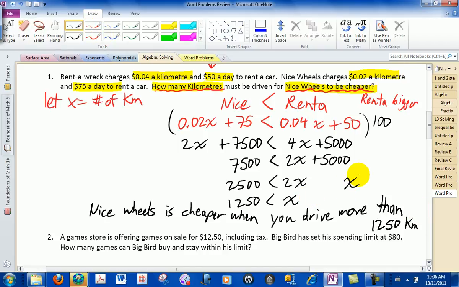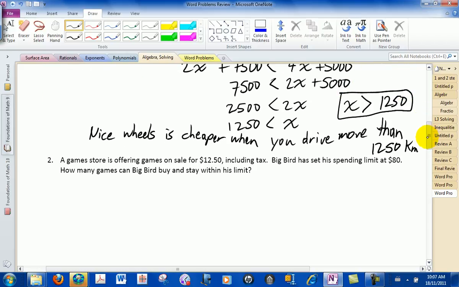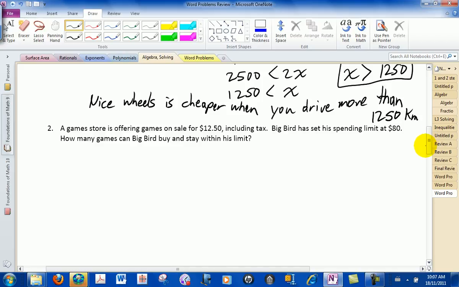Now, some of you might need to change your inequality around and flip it. So you have x first, 1250 second, and your sign, when you flip it, has to eat the same number. Okay? So sometimes you may need to flip it so you can see your answer better. Keep that in mind. Any questions?